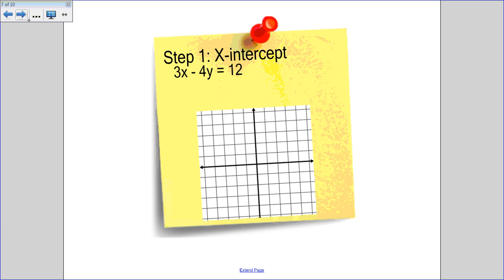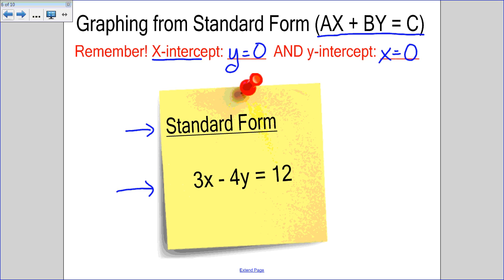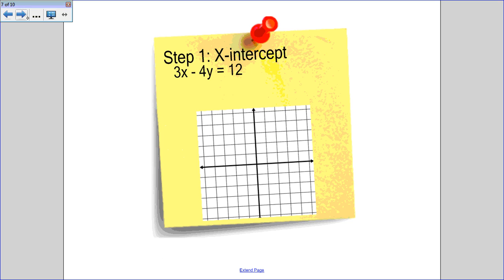Step 1 is finding our x-intercept. So this is your second post-it note. Our x-intercept is, what did we just say back here? Our x-intercept is when y equals 0. We talked about this last time, so I'm going to skip a little step here so we can remember. I want you to show this work on your card. I'm going to be looking for this, so make sure you show these steps.